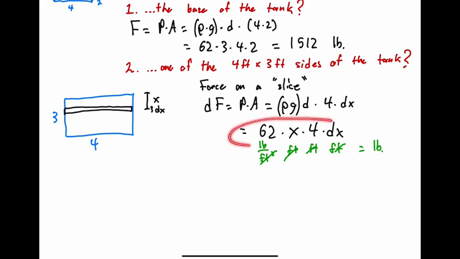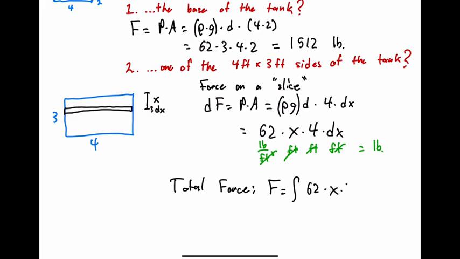Now that we have the expression for the force on a slice, the total force is just the integral. Total hydrostatic force here is the integral of 62 times x times 4 dx, and we're integrating in terms of x. So what are the limits of integration so that we get all of this side of the tank? Well, x is the measurement from the top of the tank, so we start with x equals 0 all the way down to a depth of x equals 3. So the limits of integration are from 0 to 3.